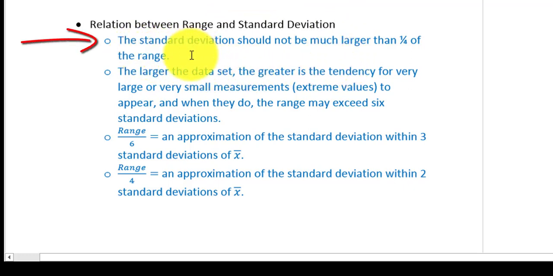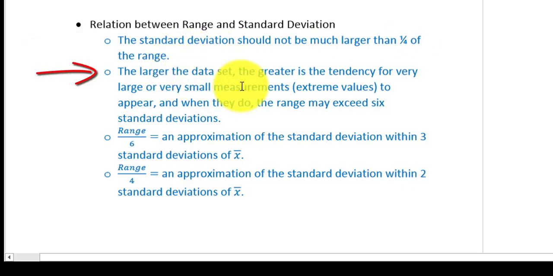The standard deviation should not be much larger than 1/4 of the range. The larger the data set, the greater the tendency for very large or very small measurements, the extreme values, to appear. When they do, the range may exceed 6 standard deviations.